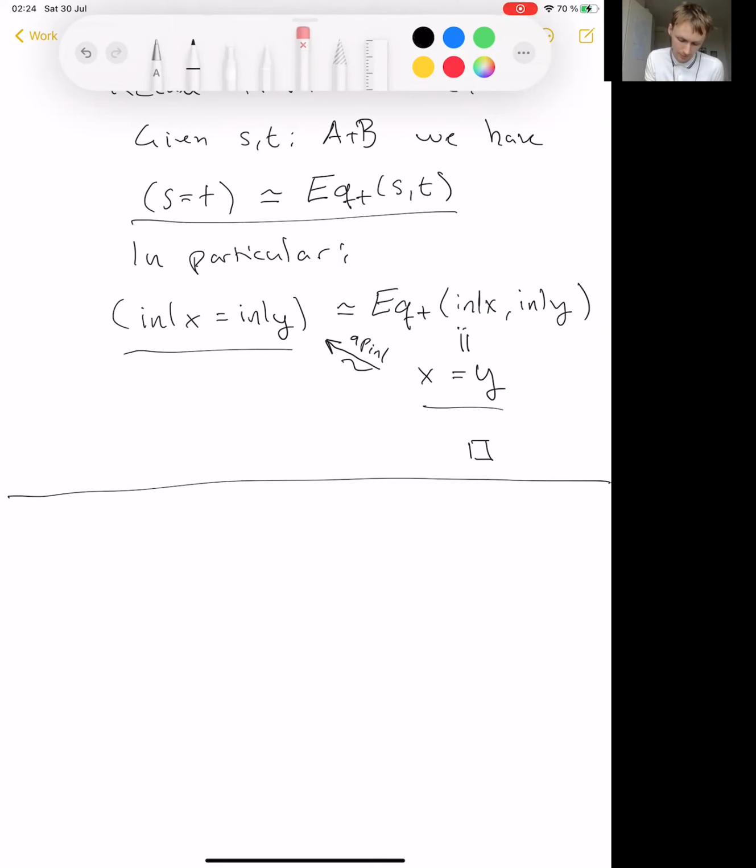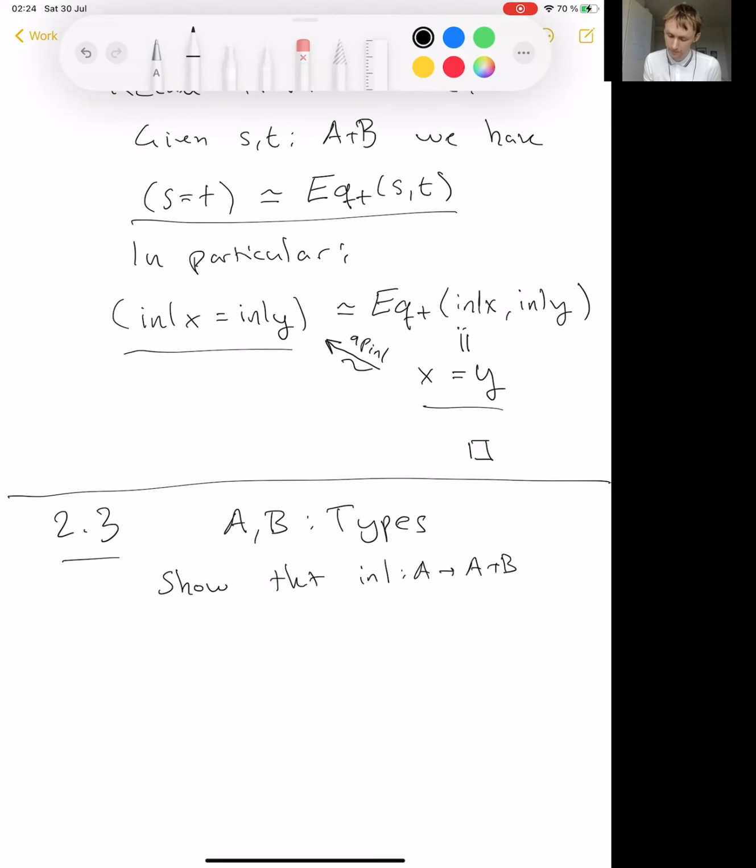It's clear enough. So let's continue to problem 2.3. So now we're given A and B again, two types. Show that inl from A to A plus B is an equivalence if and only if B is empty. I should say B is equivalent to the empty type.